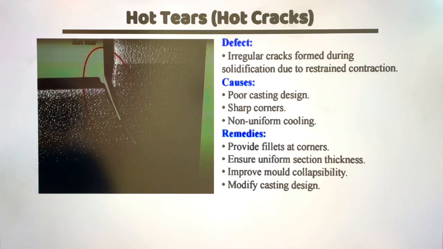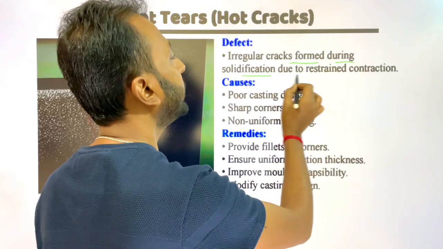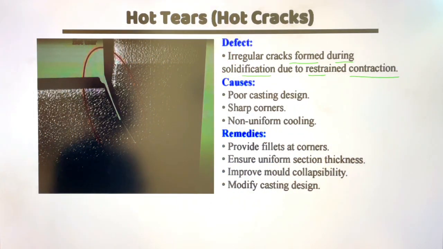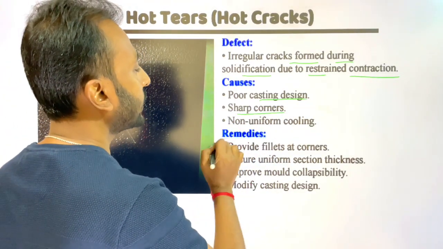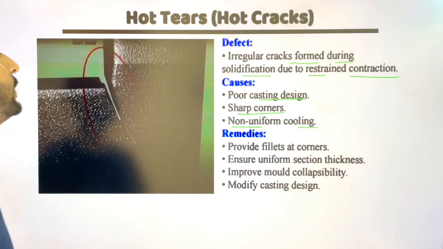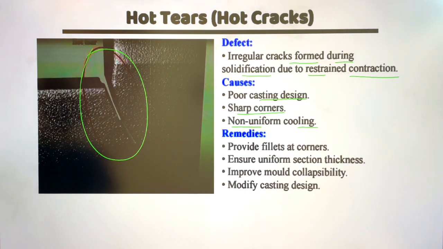So next is hot tears or hot cracks. So irregular cracks formed during solidification due to resisted contraction. So this is the hot tears. So what are the causes? Poor casting design, sharp corners, non-uniform cooling. So during solidification like this, the hot tears may occur.